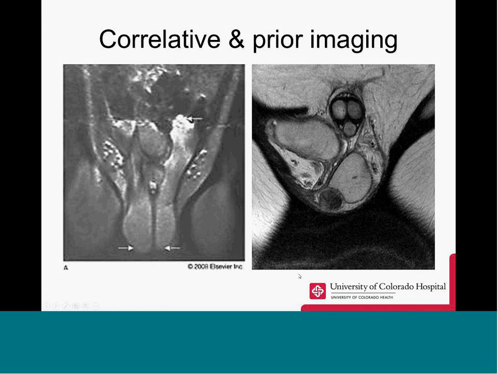Here is some more correlative imaging. On the left, we have an abdominal scrotal hernia. And on the right, we have an adenomatoid tumor here on the left testicle. Here's the left testicle, so it's an extratesticular mass, adenomatoid tumor.